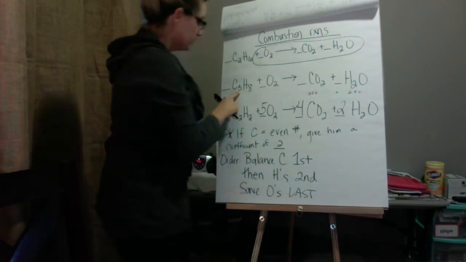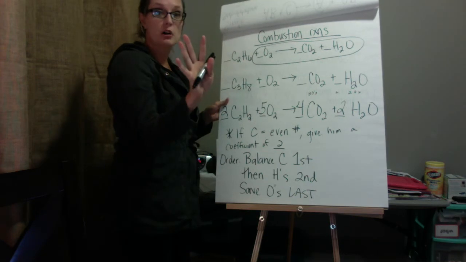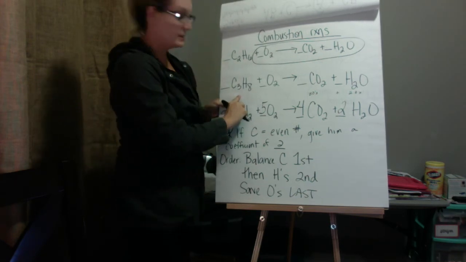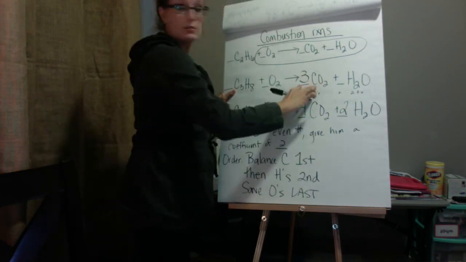This one is not even, right? The carbon is an odd number. So I'm just going to start. I'm not going to put a 2 in the front. He's odd. I'm going to leave him alone, and I'm going to start by balancing. I need 3 carbons on the right. So put a 3 in the front.